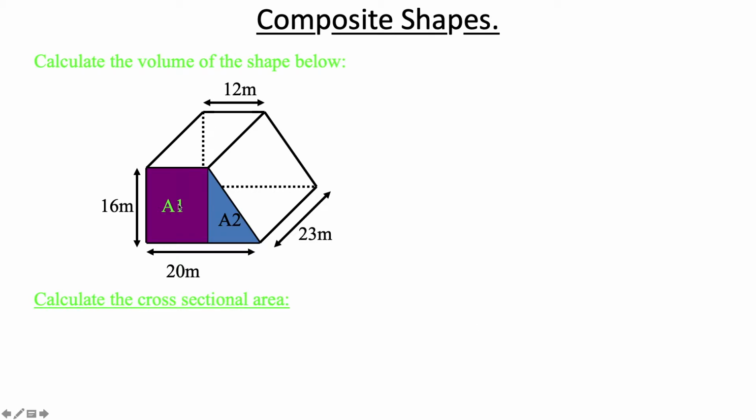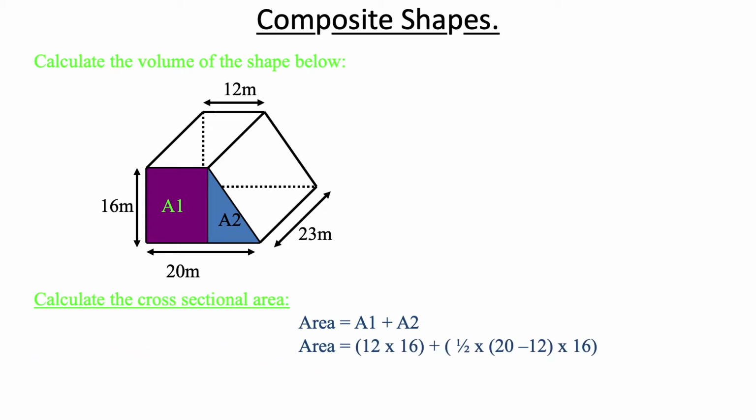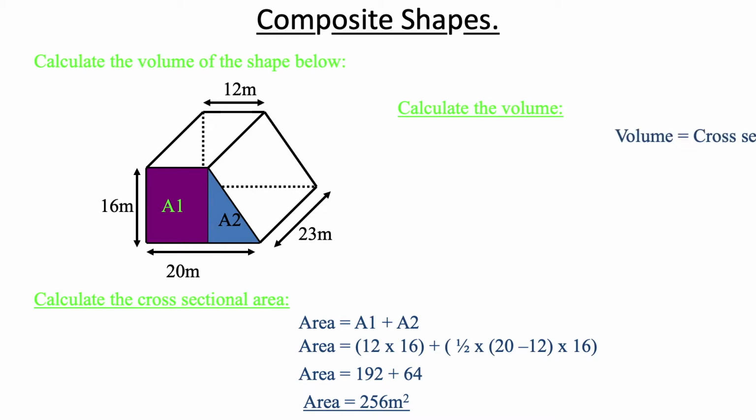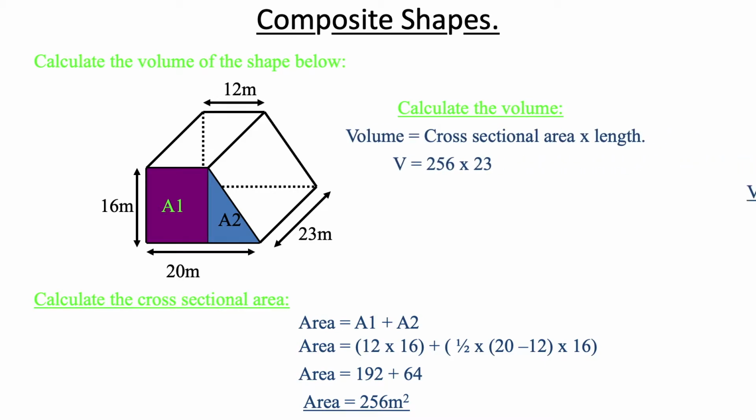Get the area of this upright rectangle and a triangle. That works out to one cross-sectional area, which you slot in until you reach the end of 23 meters. So you get area 1 and area 2 and you put them together as one area of the cross-sectional area, which is 256 meters squared. And then to calculate volume, you just multiply by the length, which is 23, and you get the volume.